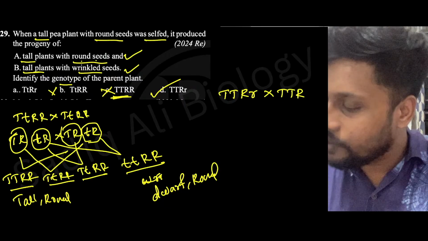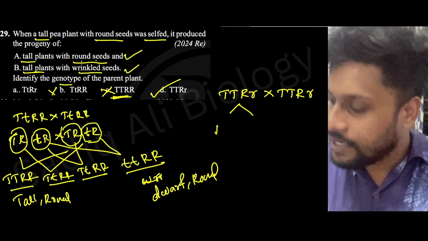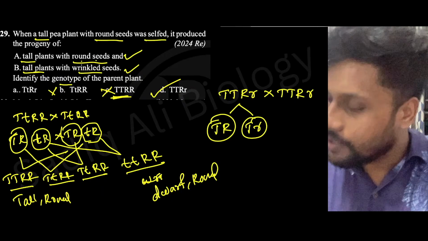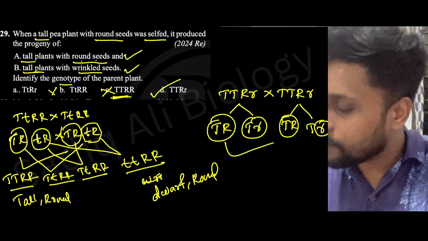Like earlier, I did it only with the gametes. So what is possible here? Here there will be two types of gamete: capital T, capital R, and capital T, small r. Here again capital T, capital R, capital T, small r. Then you cross.